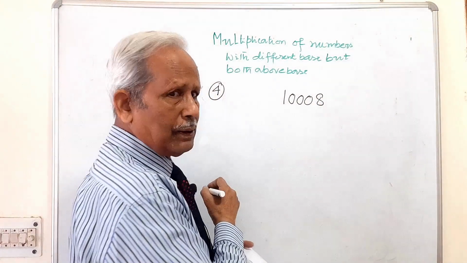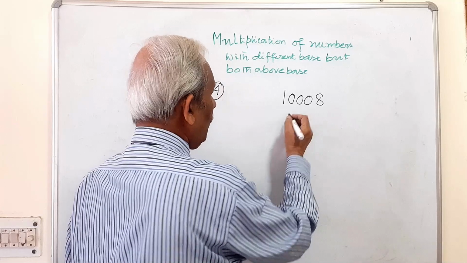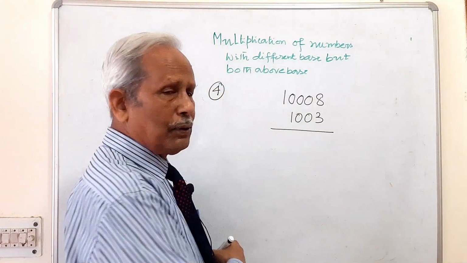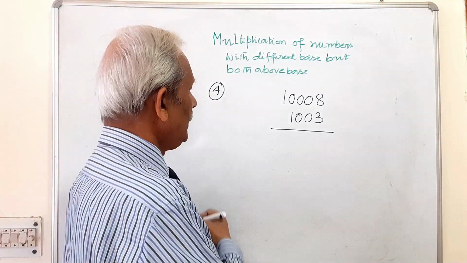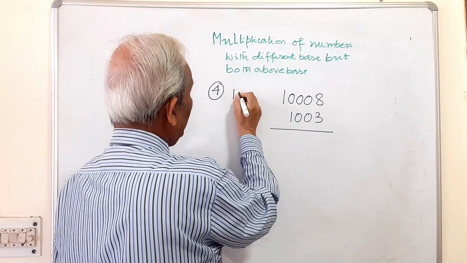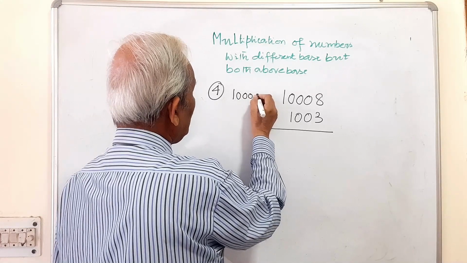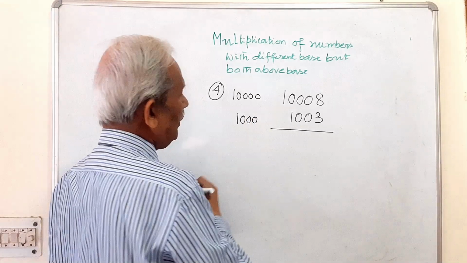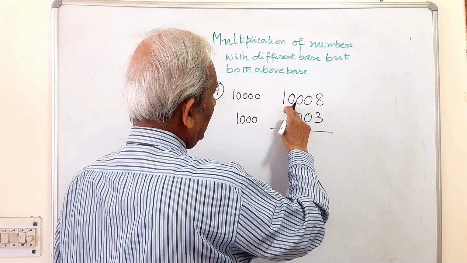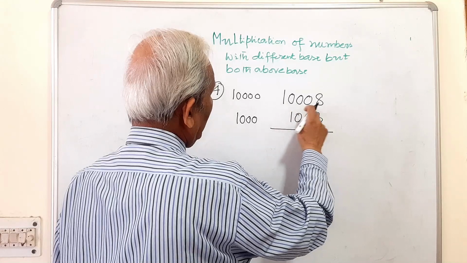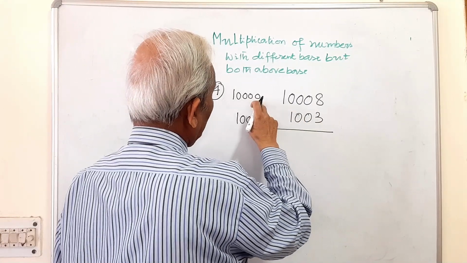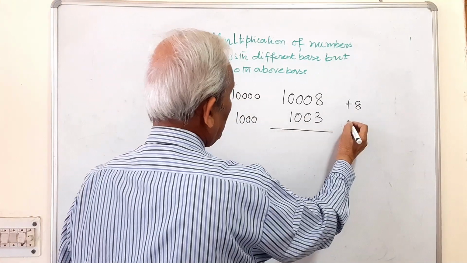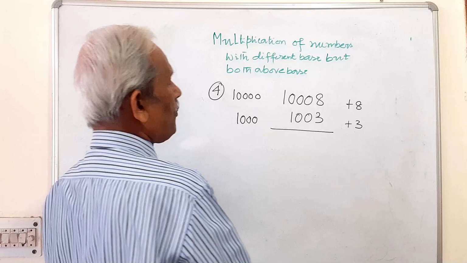10008 with 10003, right? 10008 and 10003. Here the base is 1 with 4 zeros, and here the base is 1 with 3 zeros, right? Now 10,008 minus 10,000, it becomes plus 8. 1,003 minus 1,000, it becomes plus 3, right?